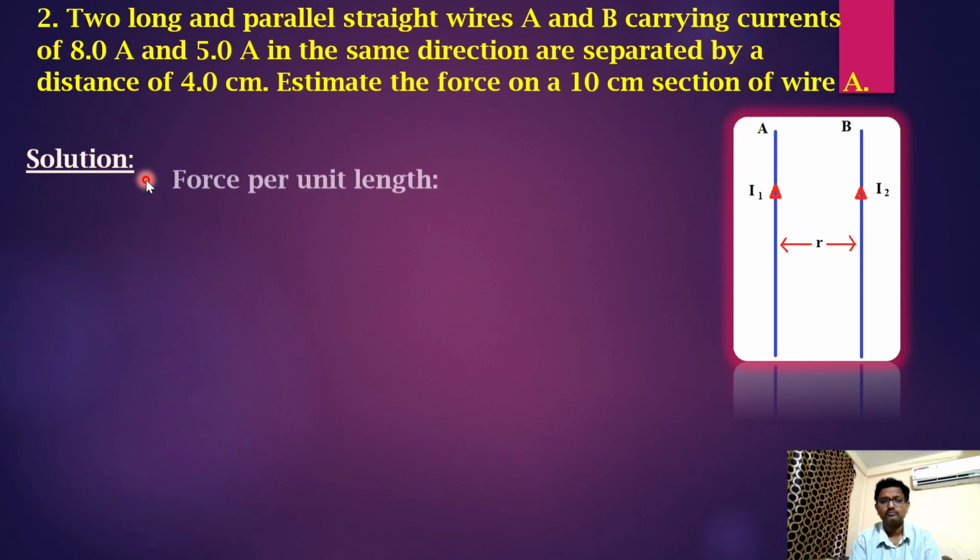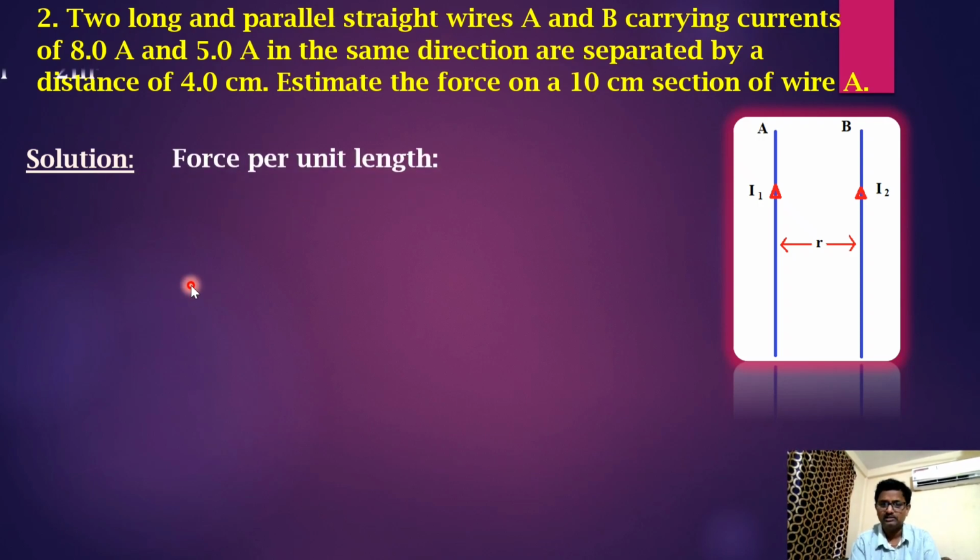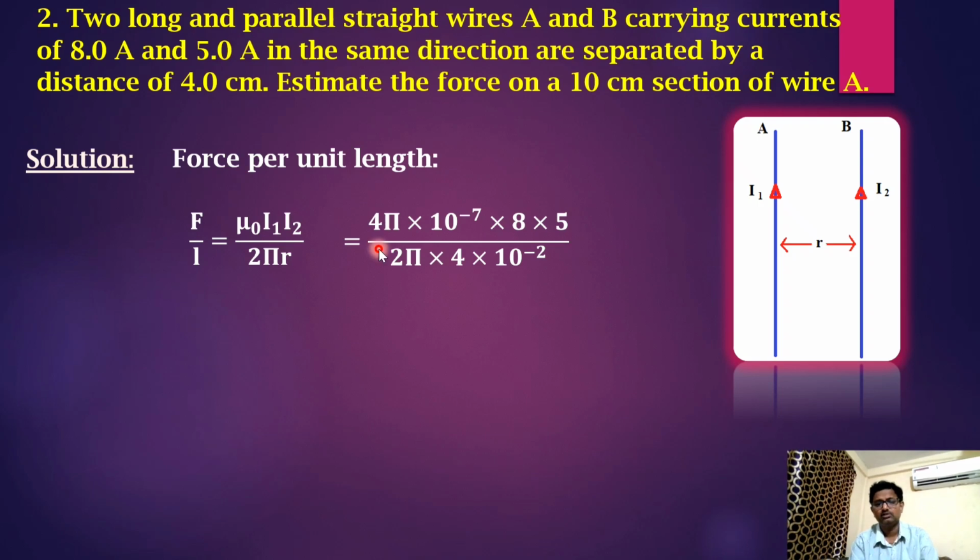Solution. Force per unit length, F by L, is equal to mu naught I1 I2 by 2 pi r. That is mu naught value 4 pi into 10 power minus 7, I1 given 8 ampere, I2 given 5 ampere, by 2 pi into r, 4 centimeter, so 4 into 10 power minus 2 meter. If we simplify, we get 2 into 10 power minus 4 Newton meter power minus 1.